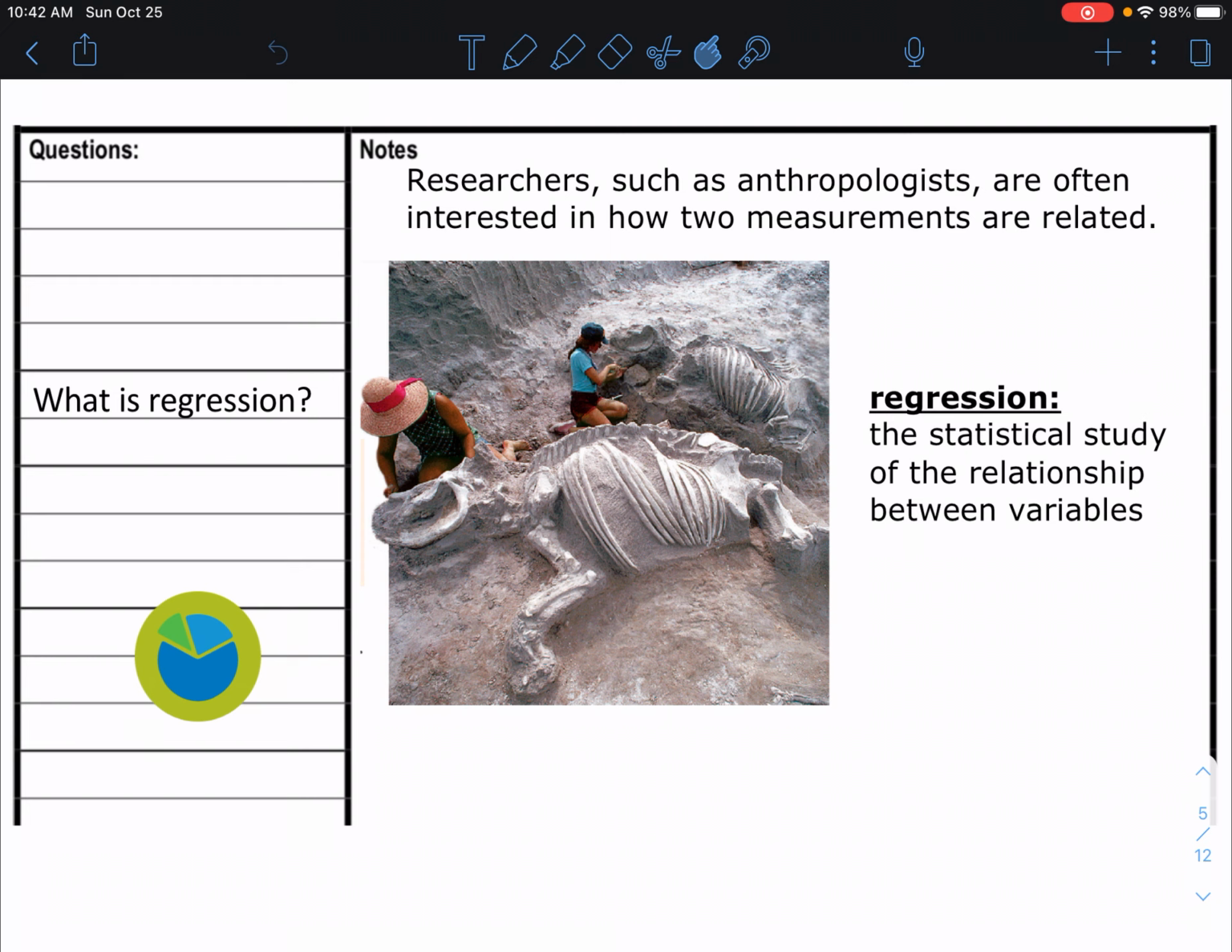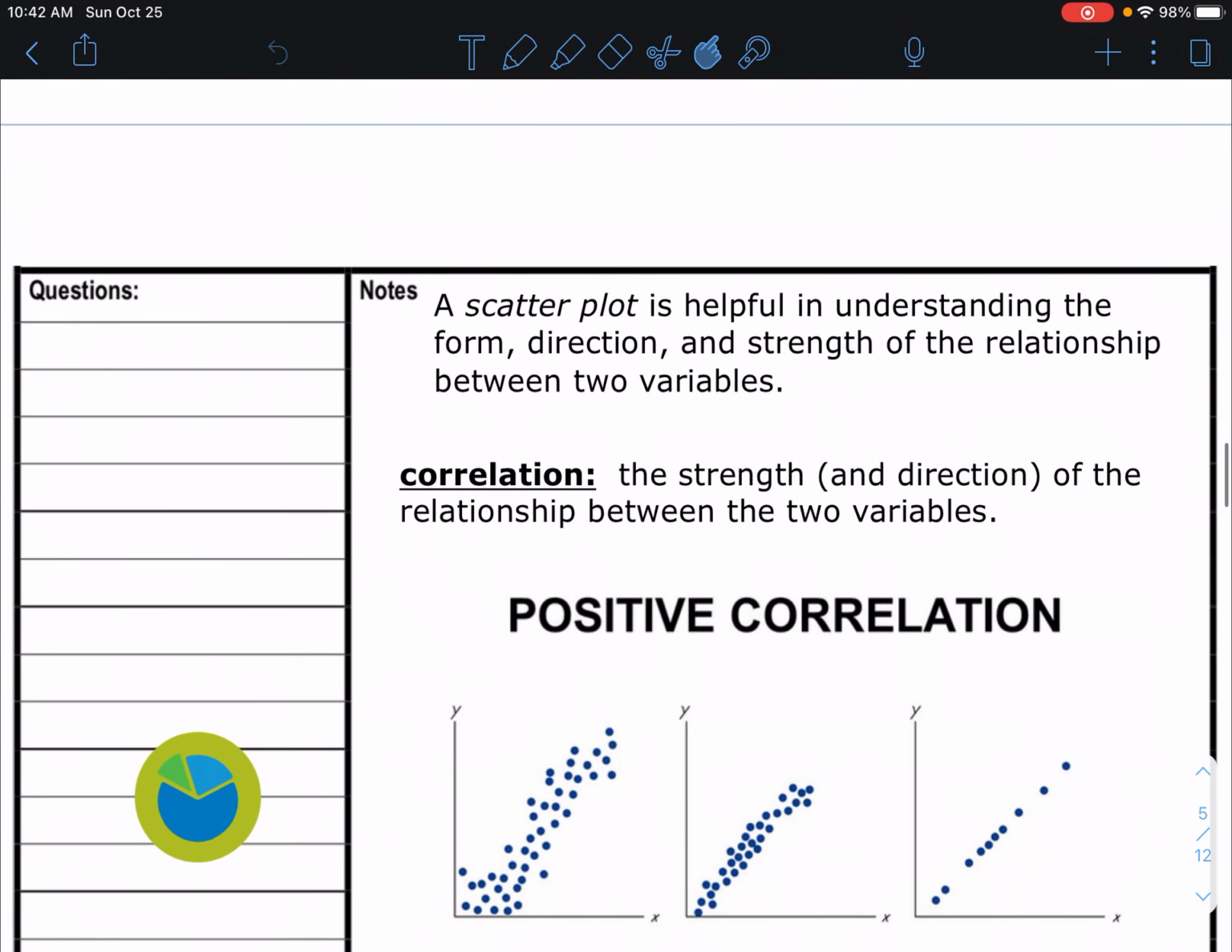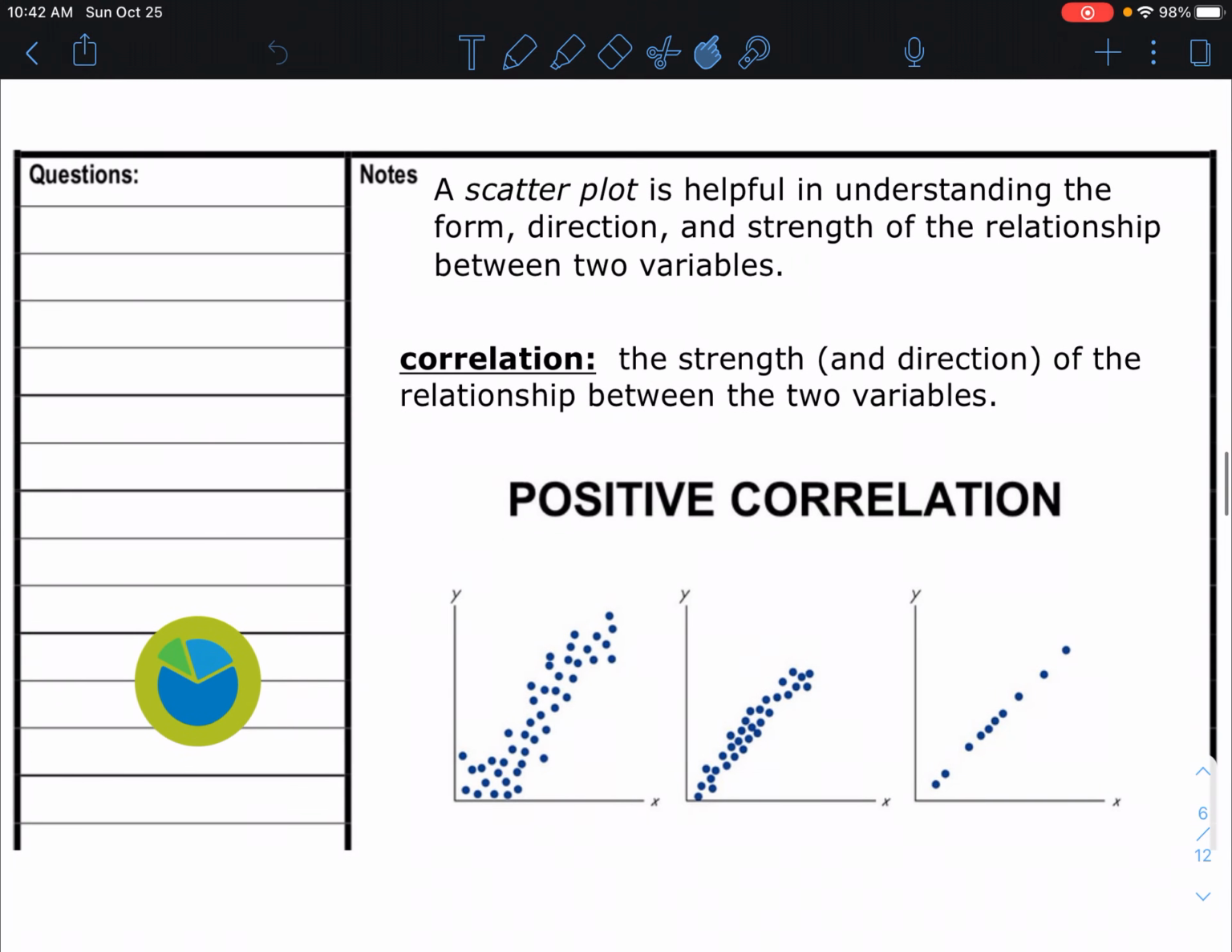Researchers are often interested in how two measurements are related. And this study is called regression, the statistical study of relationships between variables. And this is a pretty important study for many science fields. Okay, so one of the ways we can start to determine relationships is by making a scatter plot, and then we can see what the correlation is. And a correlation is the strength and the direction of the relationship between the two variables.